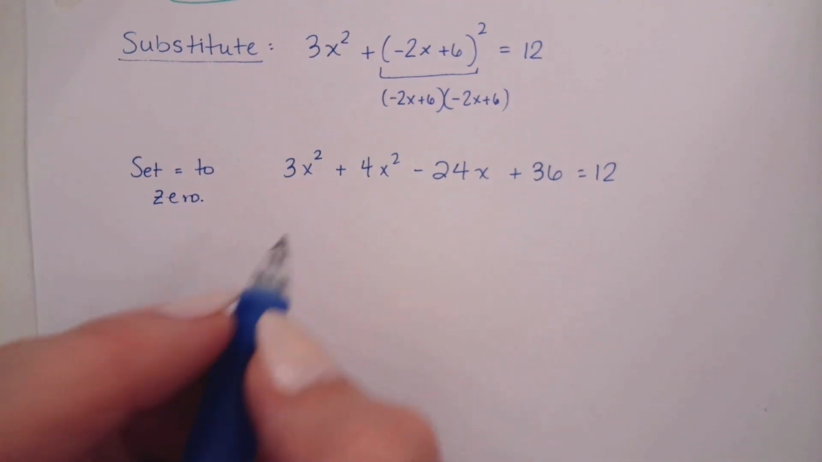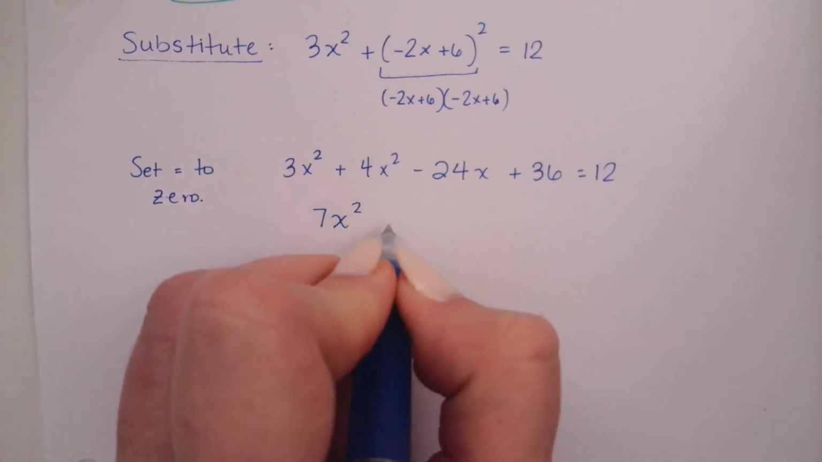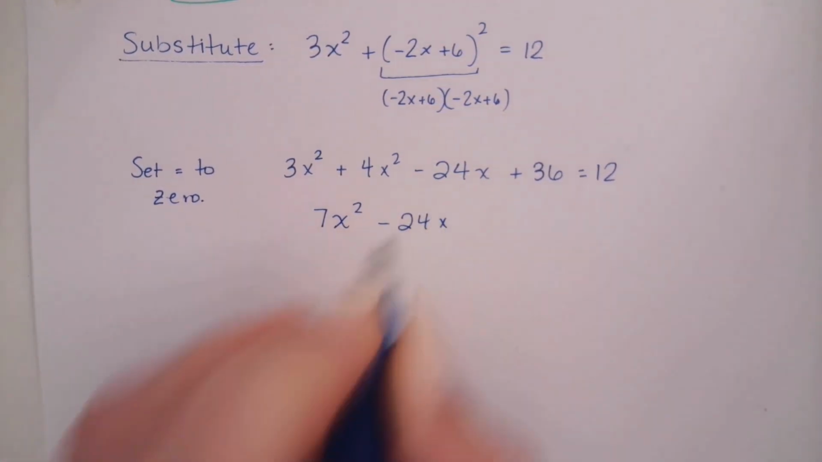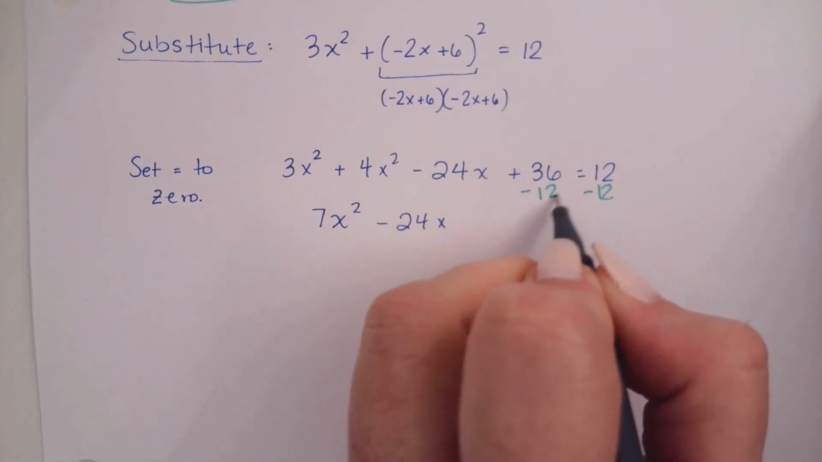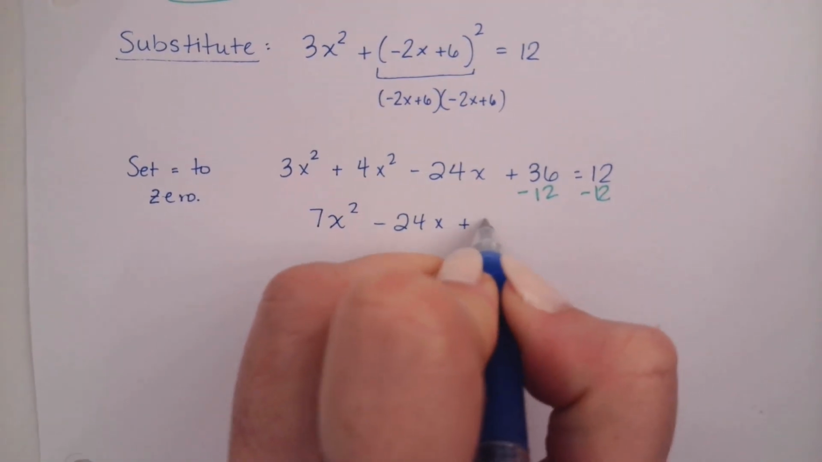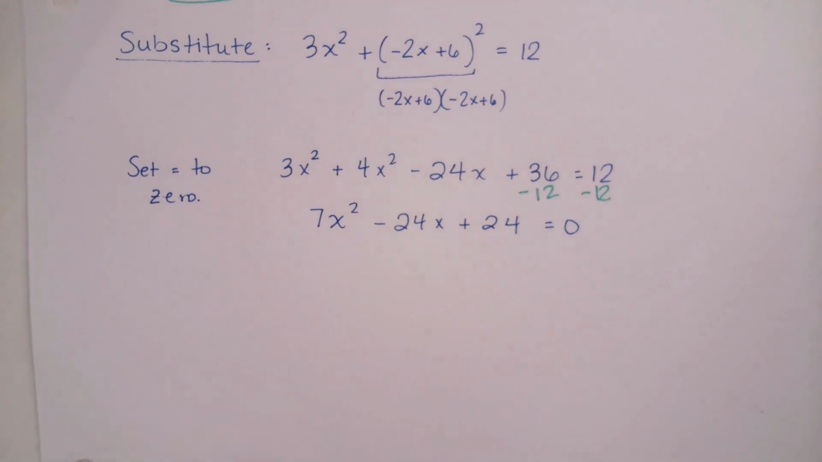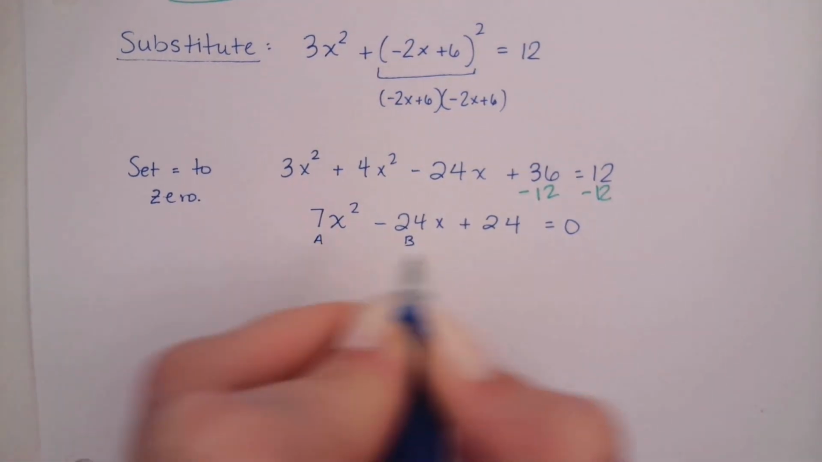Let's see, so we'll have 7x squared minus 24x. And then we'll subtract that 12 on the right to get plus 24. To save us all time, spoiler alert, it is not factorable. So what do we have to use to solve it? Quadratic formula, where we use this for our A, this for our B, and this for our C.